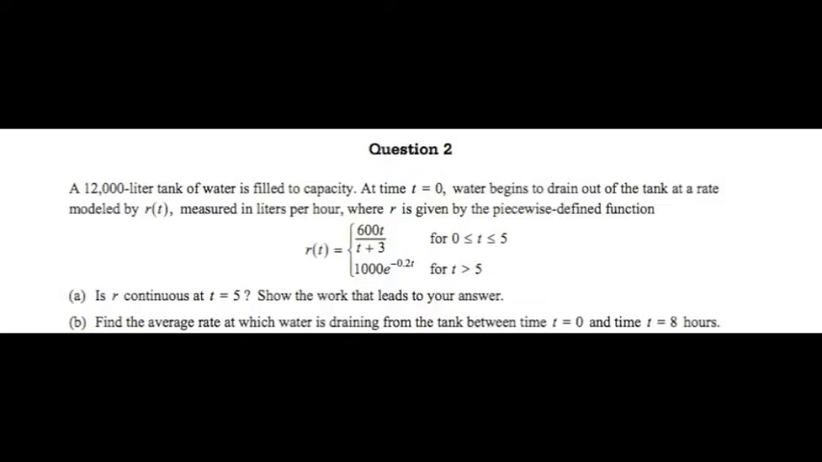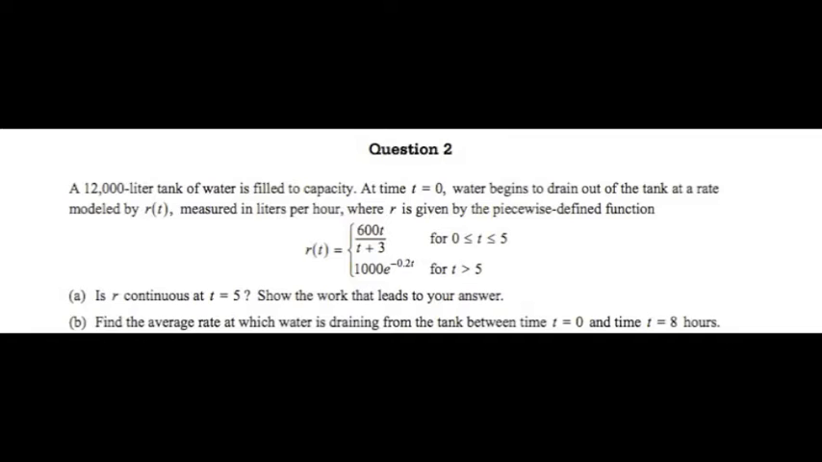Let's look at examples from the 2011 AP Free Response Form B questions. Question number 2 is asking, a 12,000 liter tank of water is filled to capacity. At time t equals 0, water begins to drain out of the tank at a rate modeled by R of t, measured in liters per hour, where R is given by the piecewise defined function. As you can see, the function is given below.